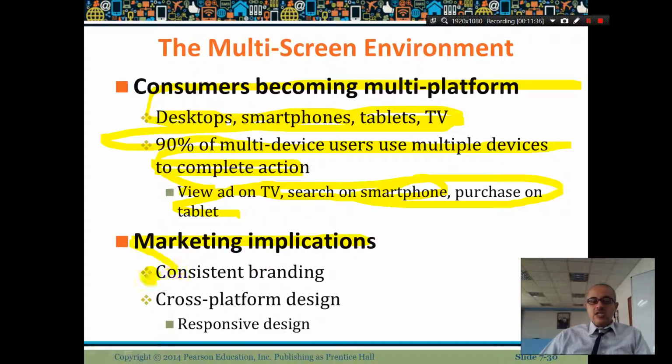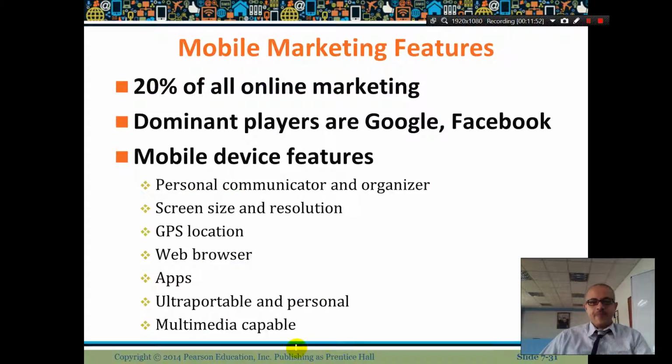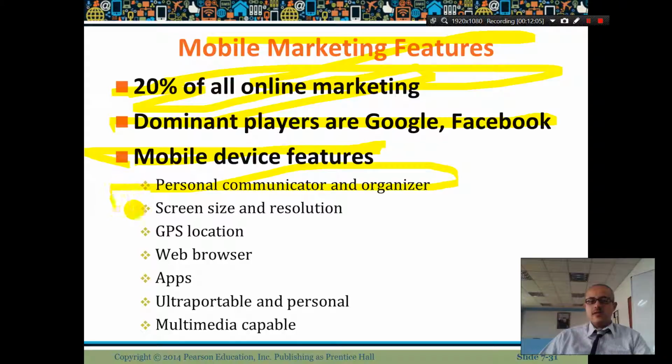Marketing implications: consistent branding, cross-platform design, responsive design. Did you see those websites that are very interactive, where what you see on the website is completely different than what you see on your mobile? Maybe IT people can tell you more about this. Mobile marketing is 20% of online marketing. Dominant players are Google and Facebook. Mobile device features: personal communicator, organizer, screen size and resolution, GPS location, web browsers, apps, ultra portable, personal and multimedia capabilities.